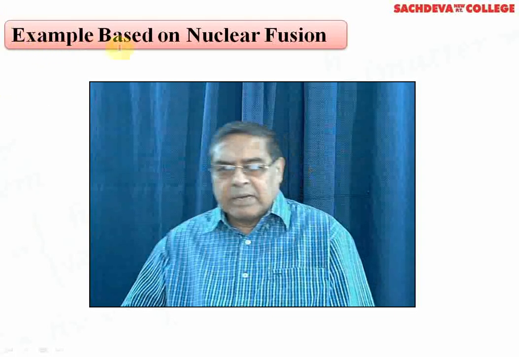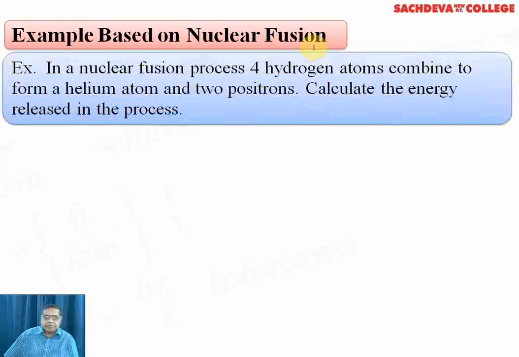Now there are certain examples based on nuclear fusion. In the nuclear fusion process, 4 hydrogen atoms combine to form a helium atom with 2 positrons. Now we have to calculate the energy released in the process.